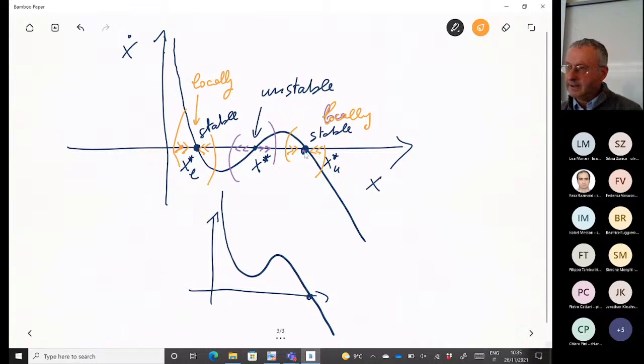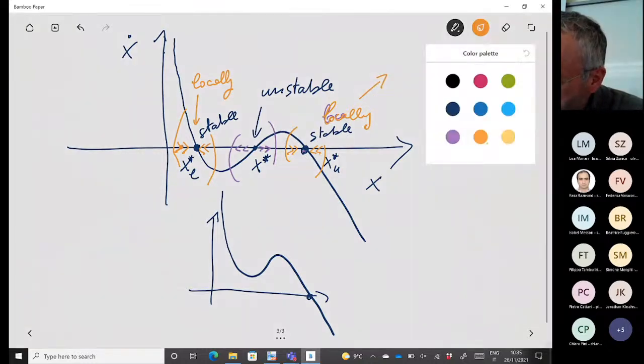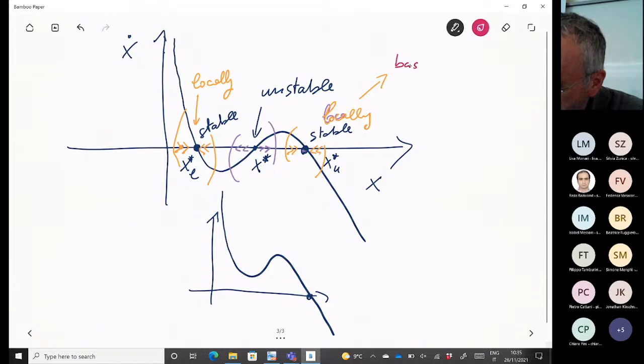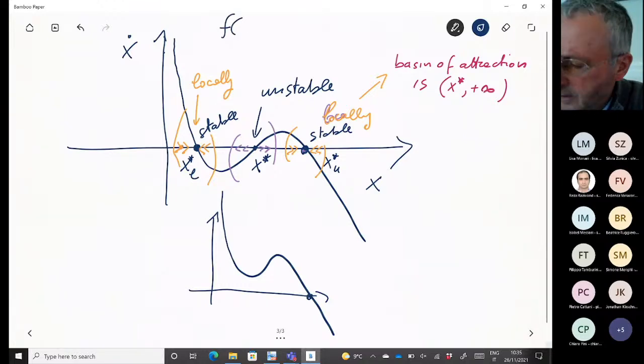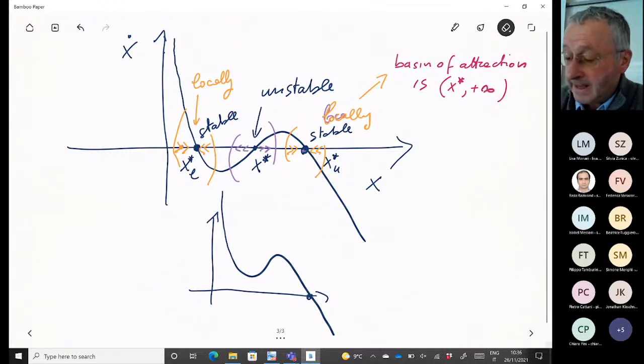So, for this locally stable steady state, the so-called basin of attraction is the open interval from x star to plus infinity. Okay? Any initial condition that lies in this interval will generate a time path that in the limit goes here. And we assume that f of x now is defined over 0 to plus infinity, okay? It's not defined for negative values. Anyway, that's not important. It can also be defined for negative values. What is the basin of attraction of the other steady state? From minus infinity to x star.